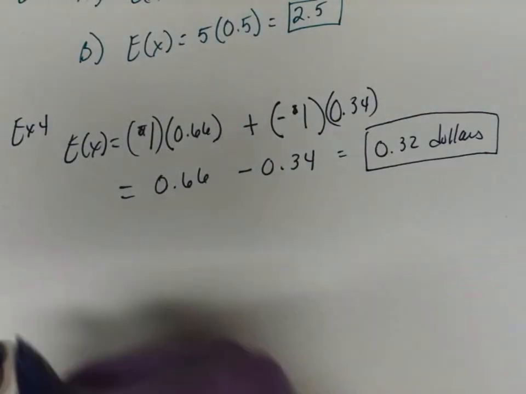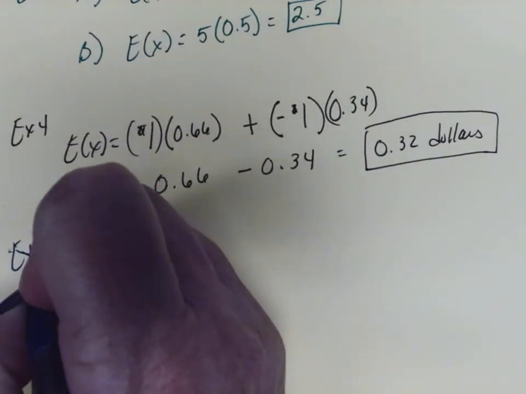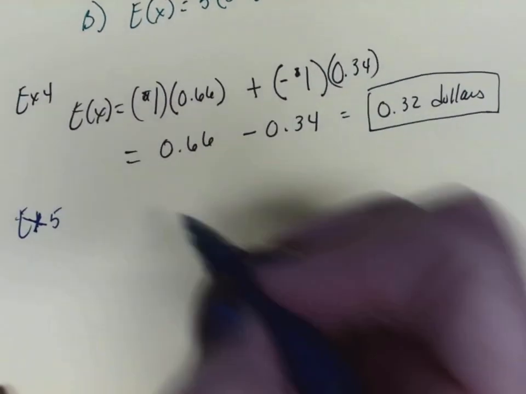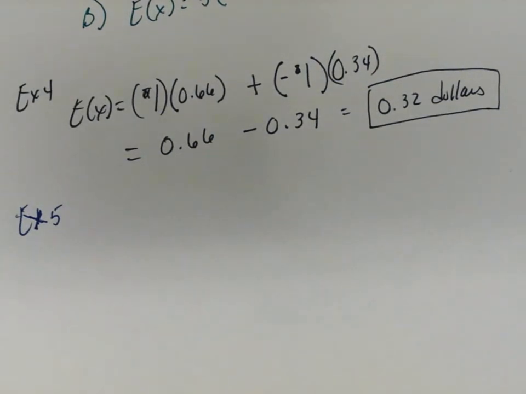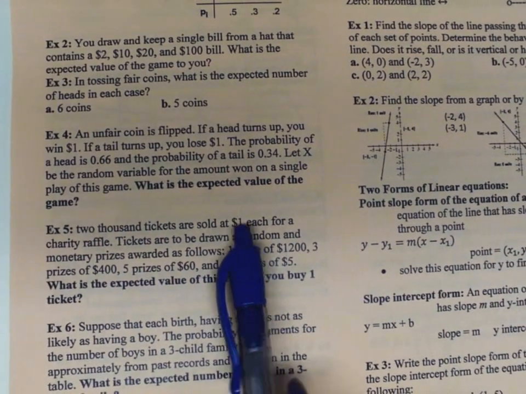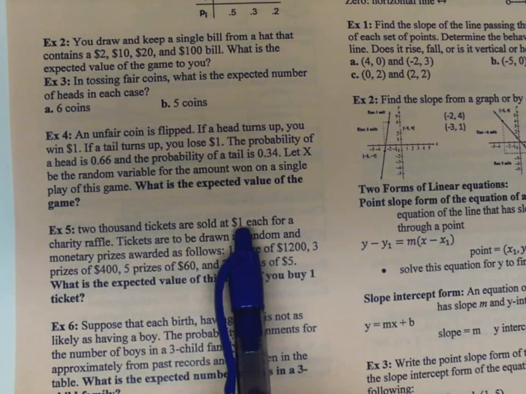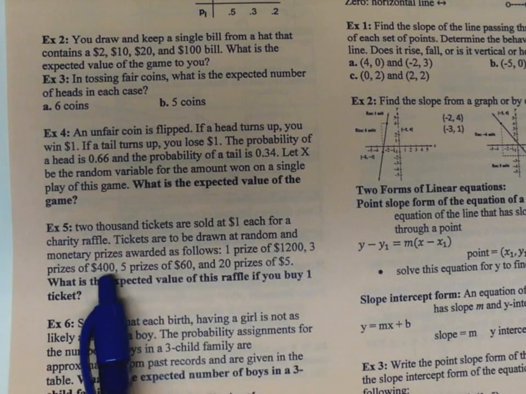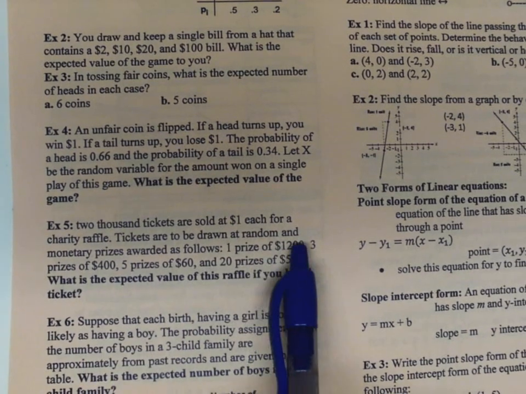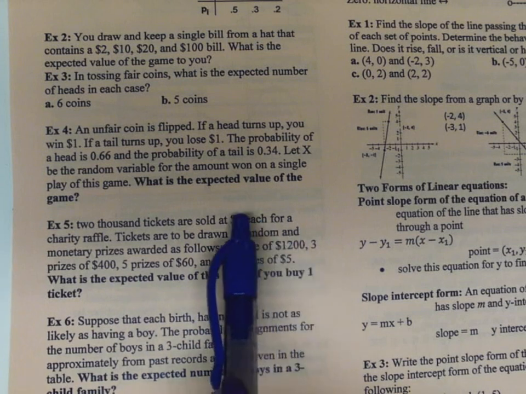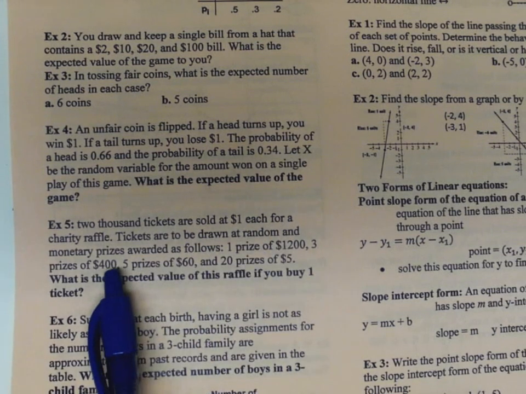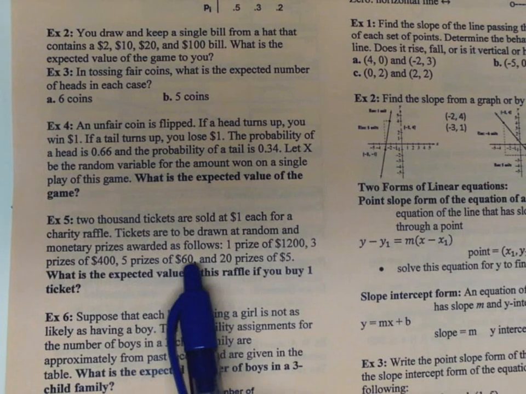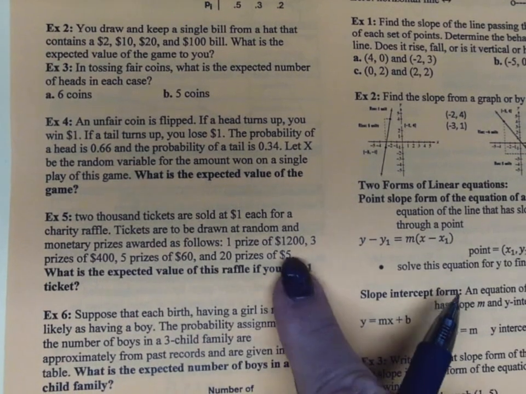Let's go to example 5 on our paper. One thing we have to remember is that when we look at the outcome, like how much we're gaining, the cost of the ticket is $1. So whatever the prize is, we have to subtract $1 from each one. The actual winning for $1,200 would be $1,199 because we've got to subtract out $1. For $400, it'll be $399. For $60, it'll be $59. And for $5, it would be $4.